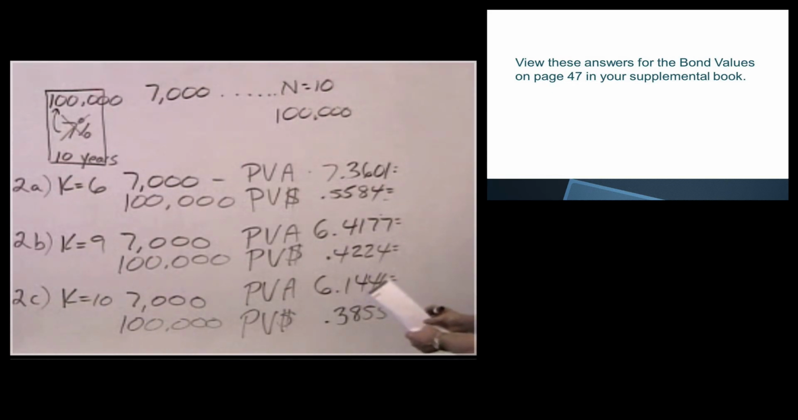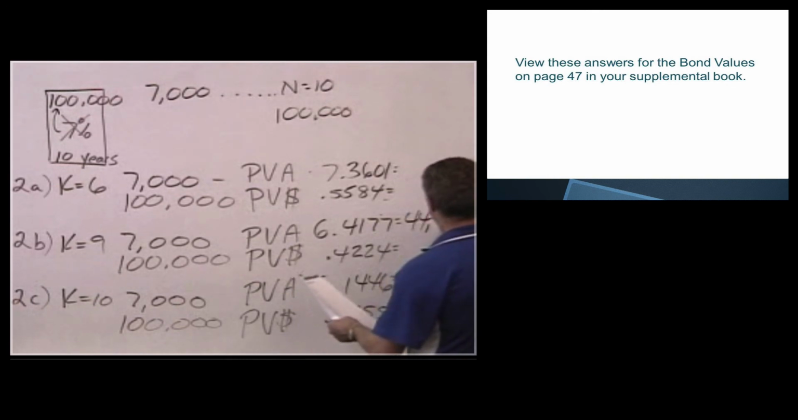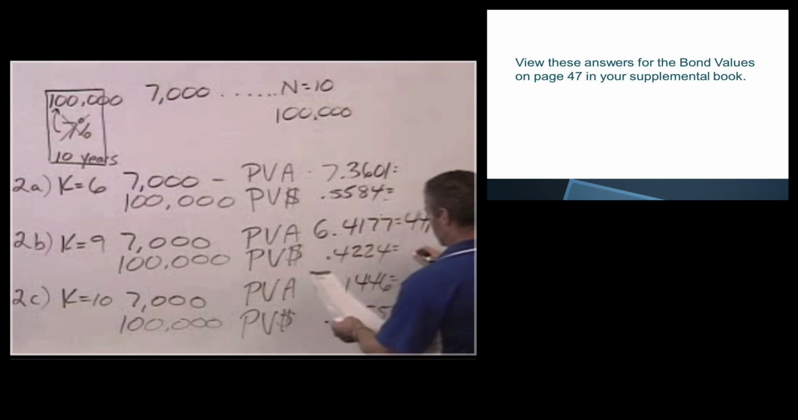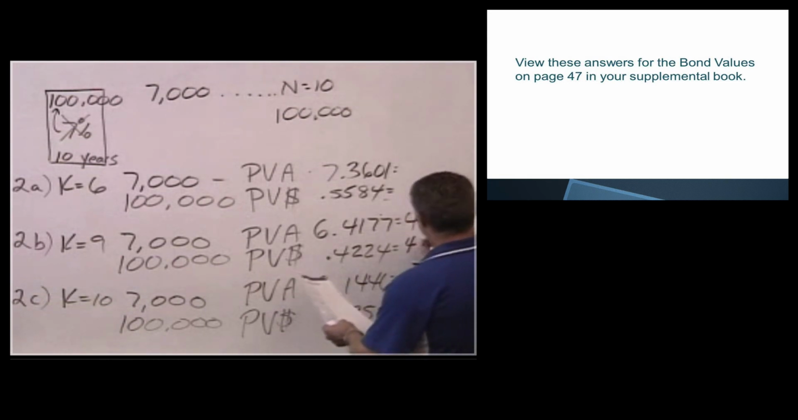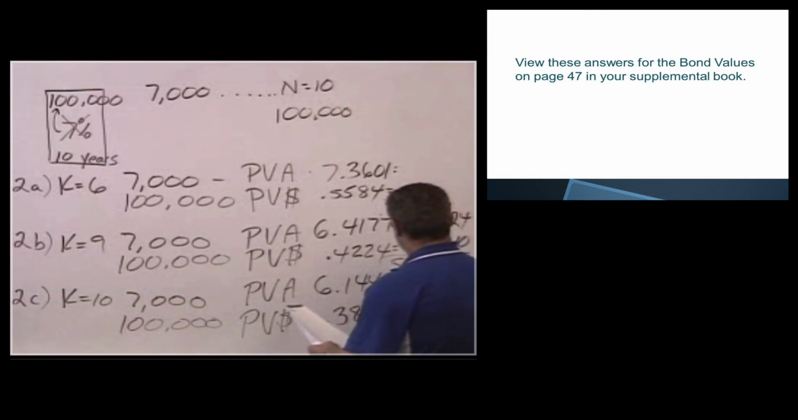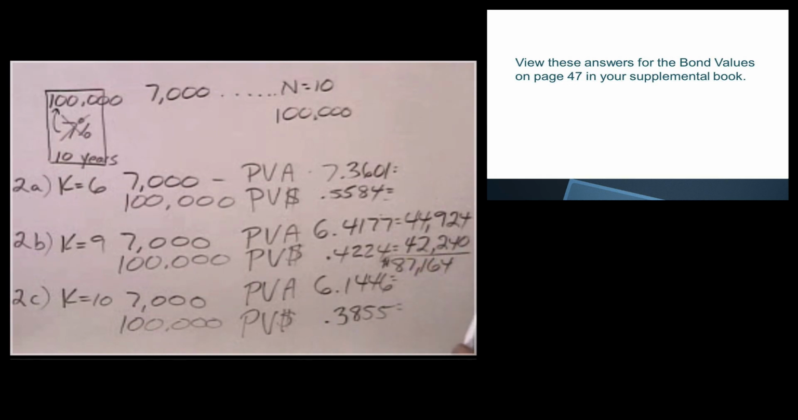And 2B, we look at the annuity here. That's worth 44,924, and the lump sum is worth 42,240 for a total value of 87,164. All right. So interest rates are going up, 6% to 9%, values coming down.